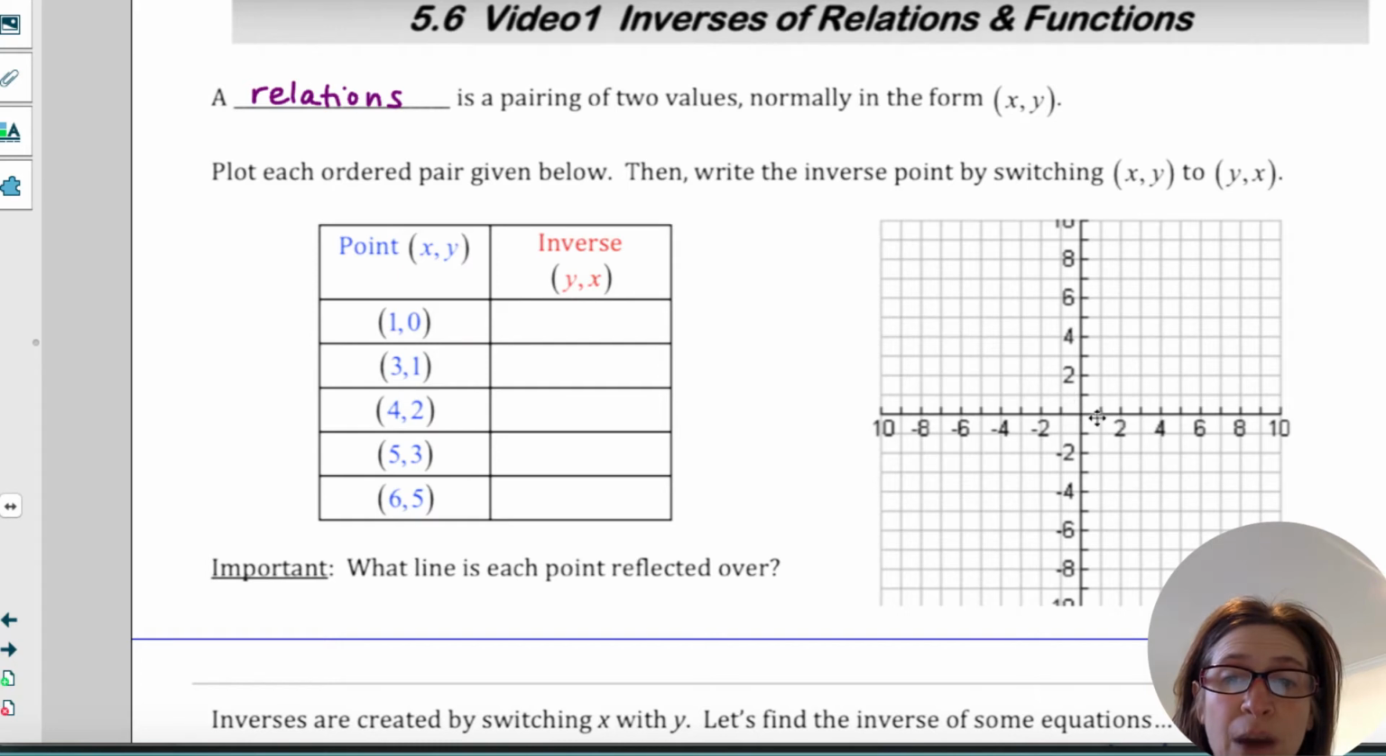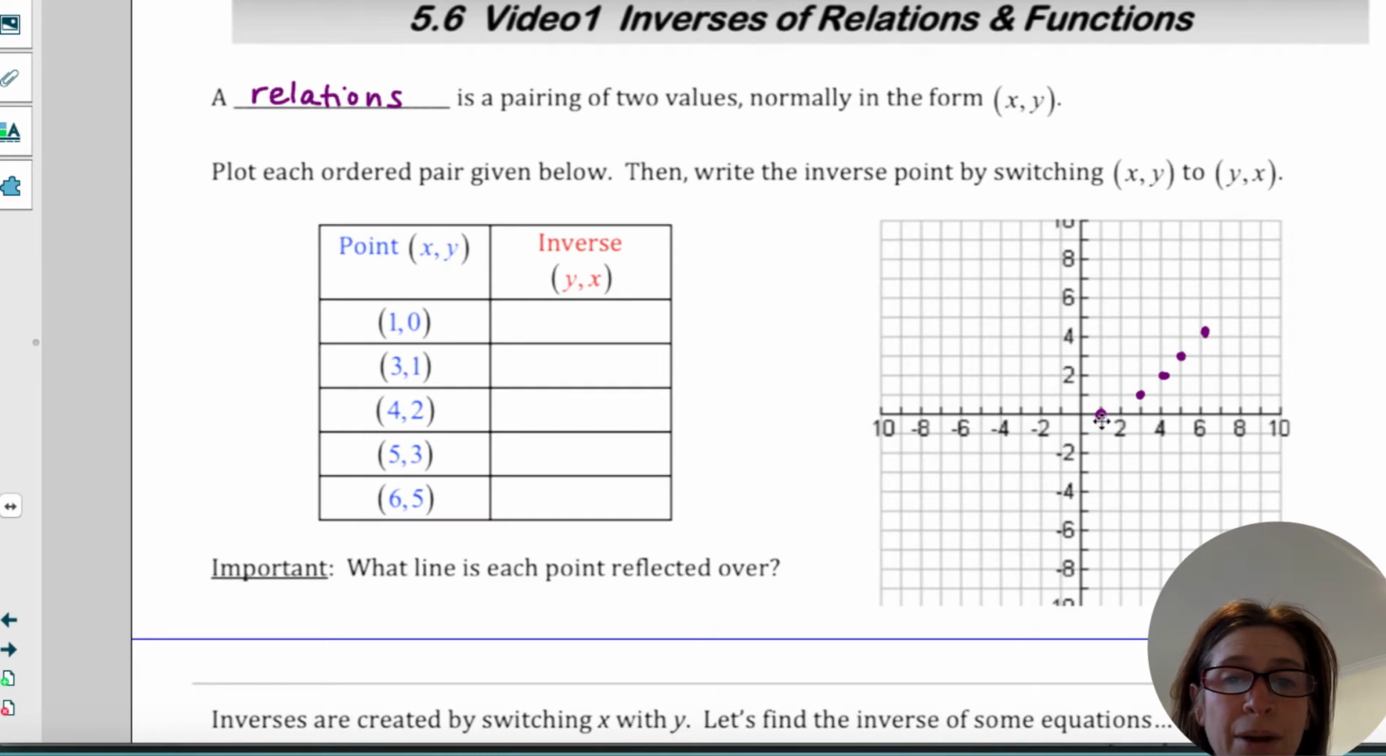Okay, so we've got 1, 0, 3, 1, 4, 2, 5, 3, 6, 5.